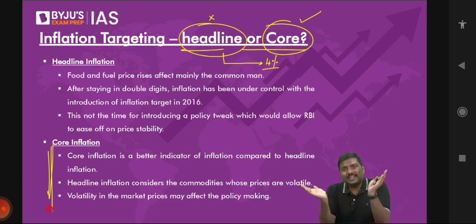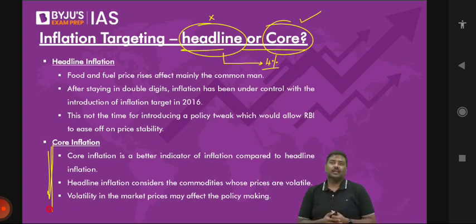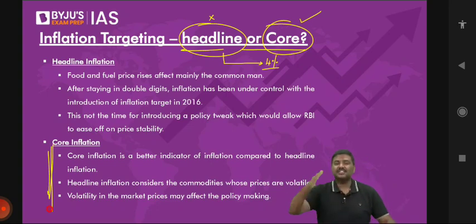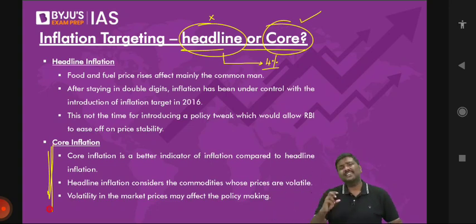So what we're trying to do is bring certainty in the policy of RBI. Because if you simply track headline and keep on changing interest rates, because very often there's a change in the headline inflation, that creates uncertainty. That creates doubts in the minds of the companies, investors, etc. in the market. Right? So core inflation is a better indicator.